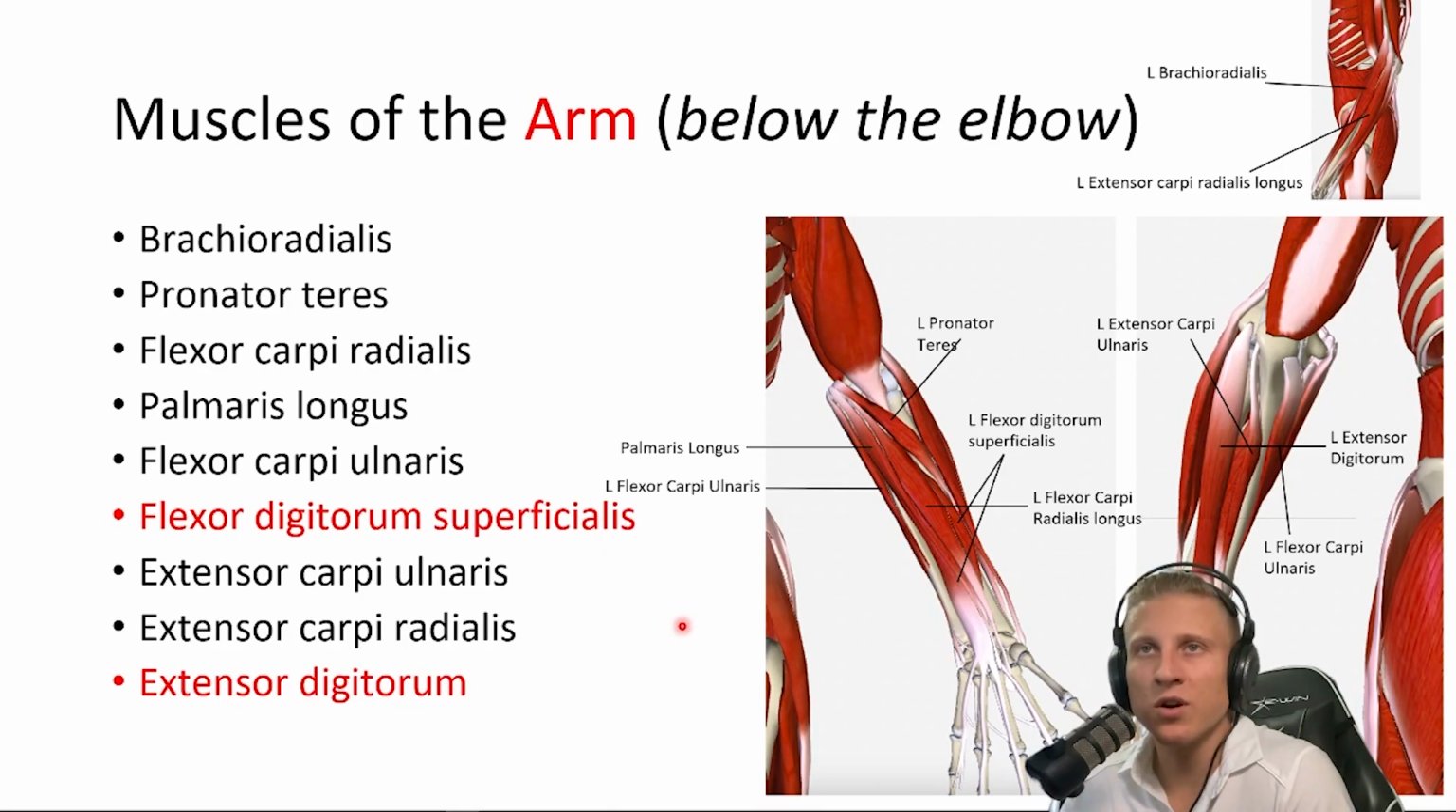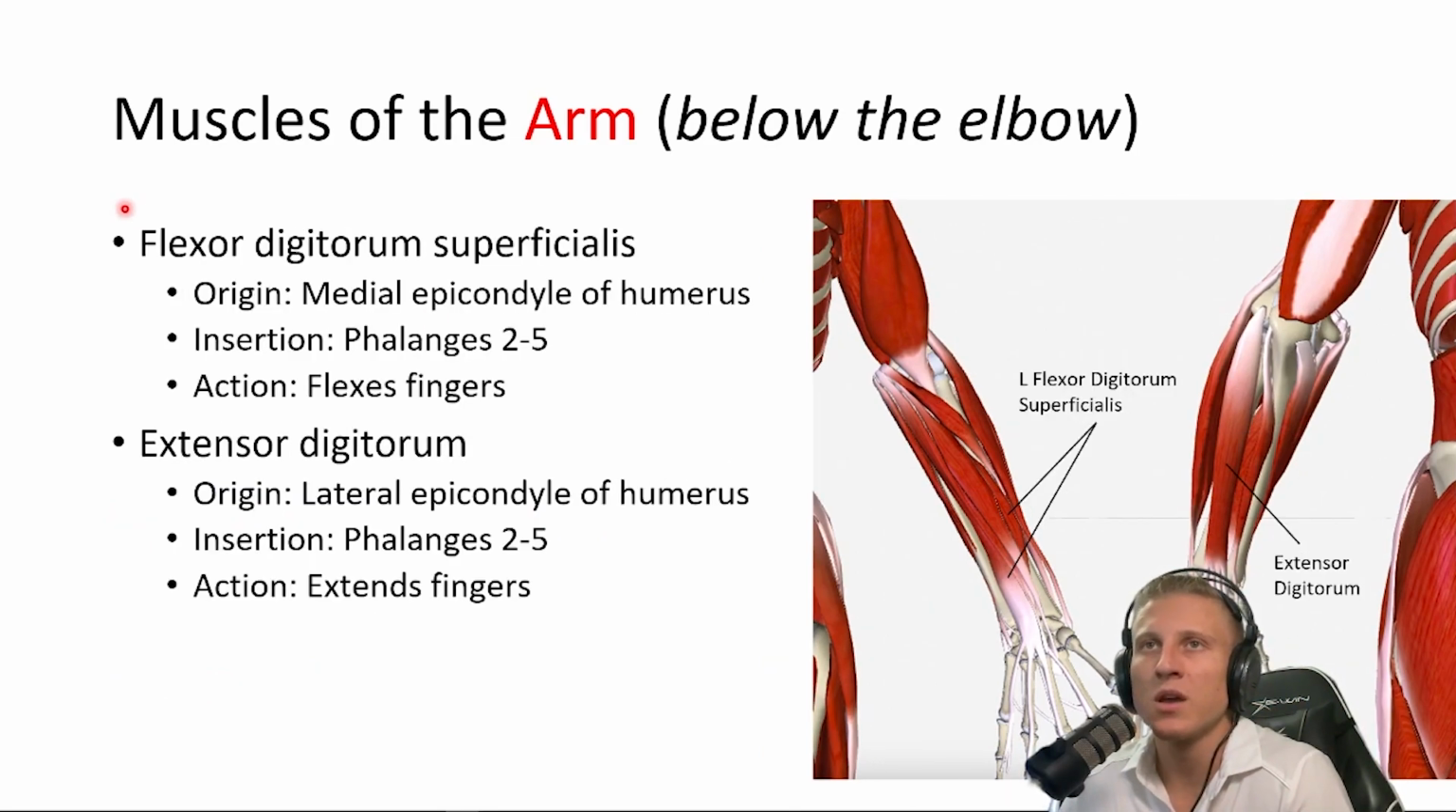And then we have extensor carpi ulnaris and radialis. Okay, so that is going to be this guy right here. So extensor carpi ulnaris is running along the ulna. Okay, and then the radius is over here. That's noted over here on the radius, so it's going to be on this outside edge. And then extensor digitorum. Okay, so that is this fairly large muscle right here. Again, running to your digits 2 through 5. Okay, not your thumb. Your thumb has its own stuff going on.